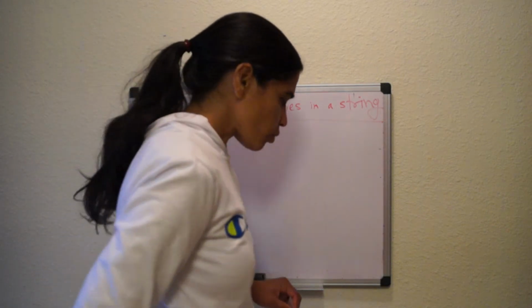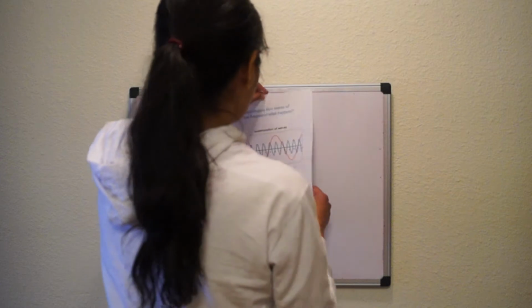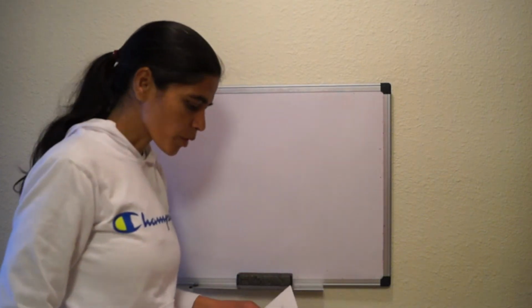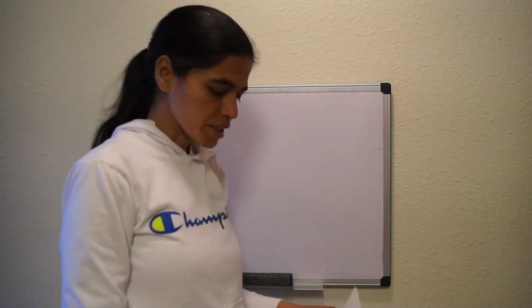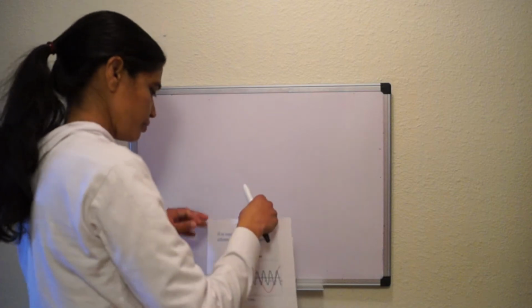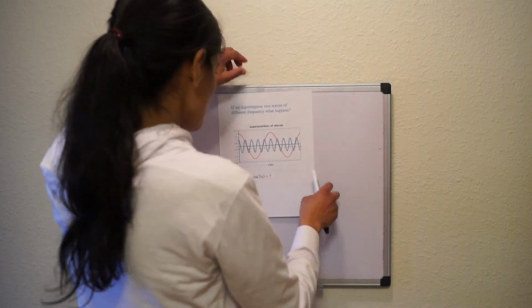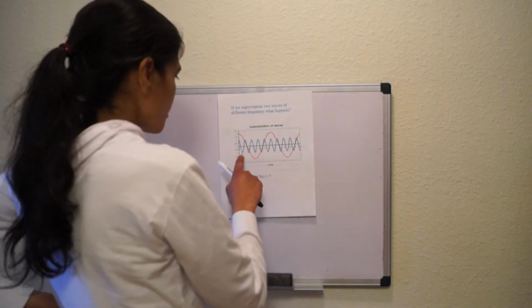Now, what do you think would happen if we superimpose two waves of different frequency? What do you think would happen? So let's look at this here. Superposition of a wave here. We have a wave. Look at this.